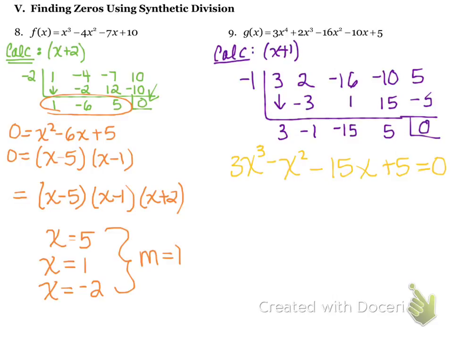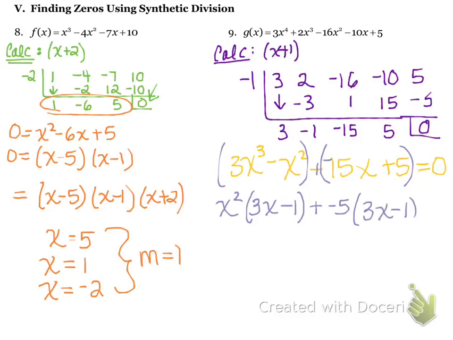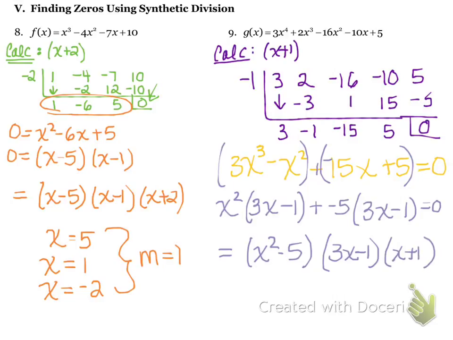Well, this is a cubic function, but it has 4 terms, so we can actually factor this by grouping. So I've grouped the first two, make sure I have a plus in the middle, and now I can pull out a GCF. X squared, and I'm left with 3x minus 1, plus I take out a -5, and I'm left with 3x minus 1. So again, that original function g of x can be written as the factors x squared minus 5, 3x minus 1, and don't forget that x plus 1.